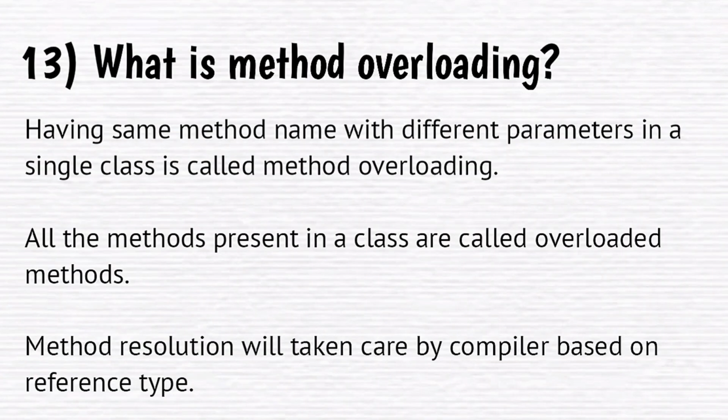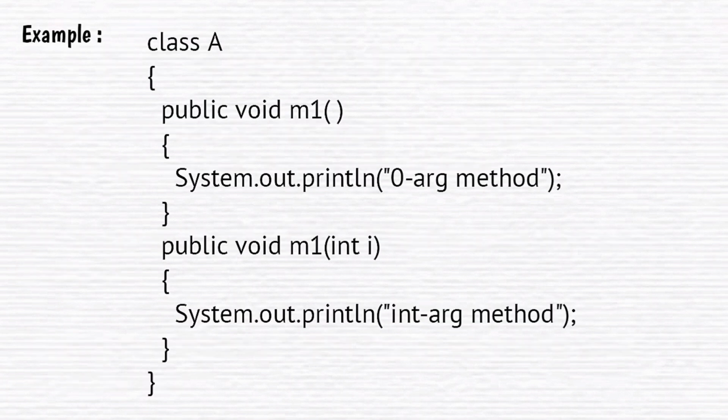What is method overloading? Having the same method name with different parameters in a single class is called method overloading. All the methods present in a class are called overloaded methods. Method resolution will be taken care of by the compiler based on reference type.